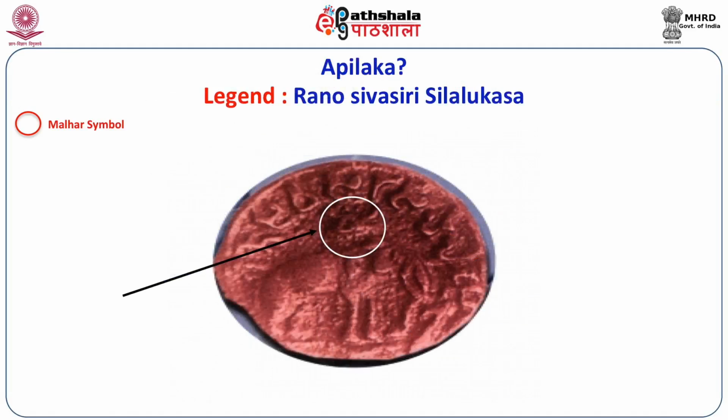Now, this is another coin issued by Shivasri Silalukasa. Here also you can find this particular Malhar symbol on the coin. It's a copper coin. It was attributed to the Satavahana ruler Apilaka, but now it has been identified as a coin of ruler Shivasri Silaluka, who belonged to the Malhar region, as the Malhar symbol is punched on it.